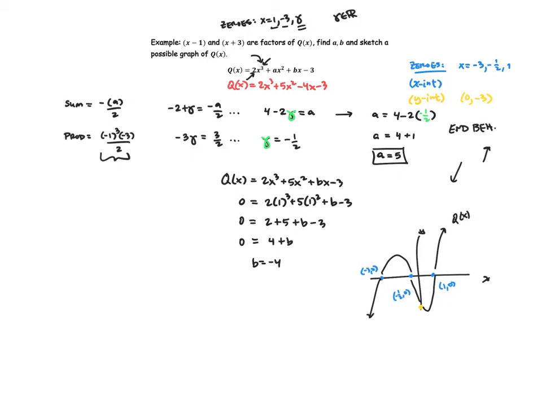Using the sum and product rule, I could easily find that third root. And again, you can use other methods, but in this case, I chose to use the sum and product rules. You could use synthetic division, long division, whatever you see fit. You could use the remainder theorem. Of course, remainder theorem here would mean that q of 1 equals 0 and q of negative 3 equals 0. The factor theorem, etc. All right, let's look at one more example.